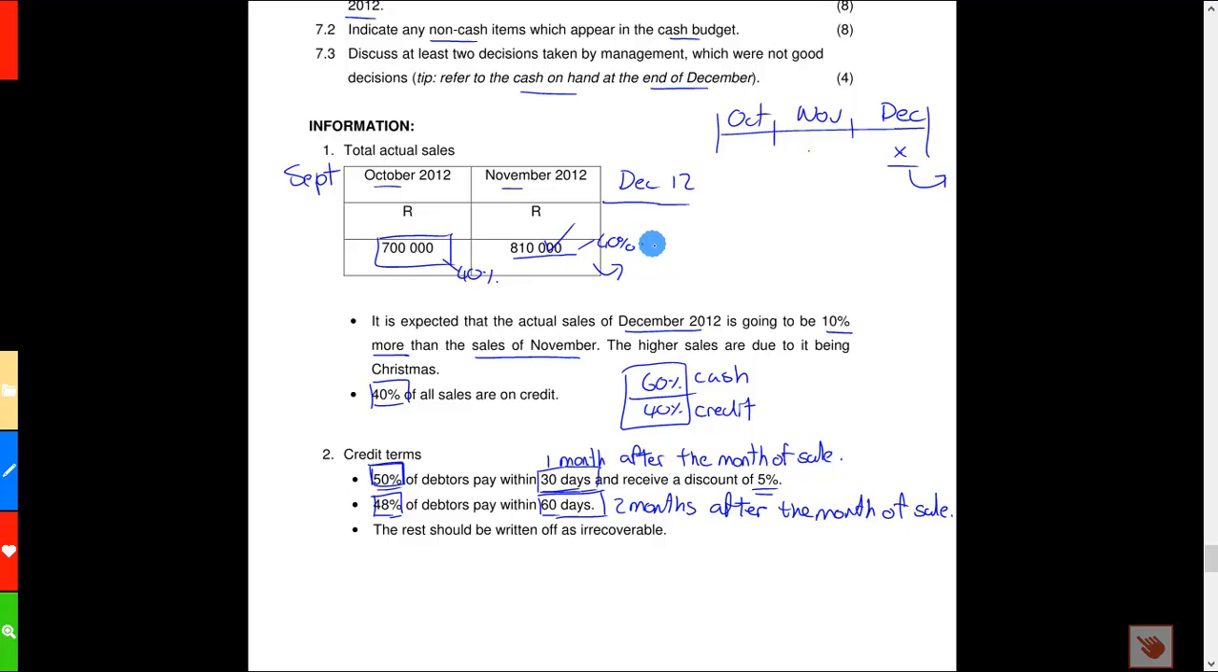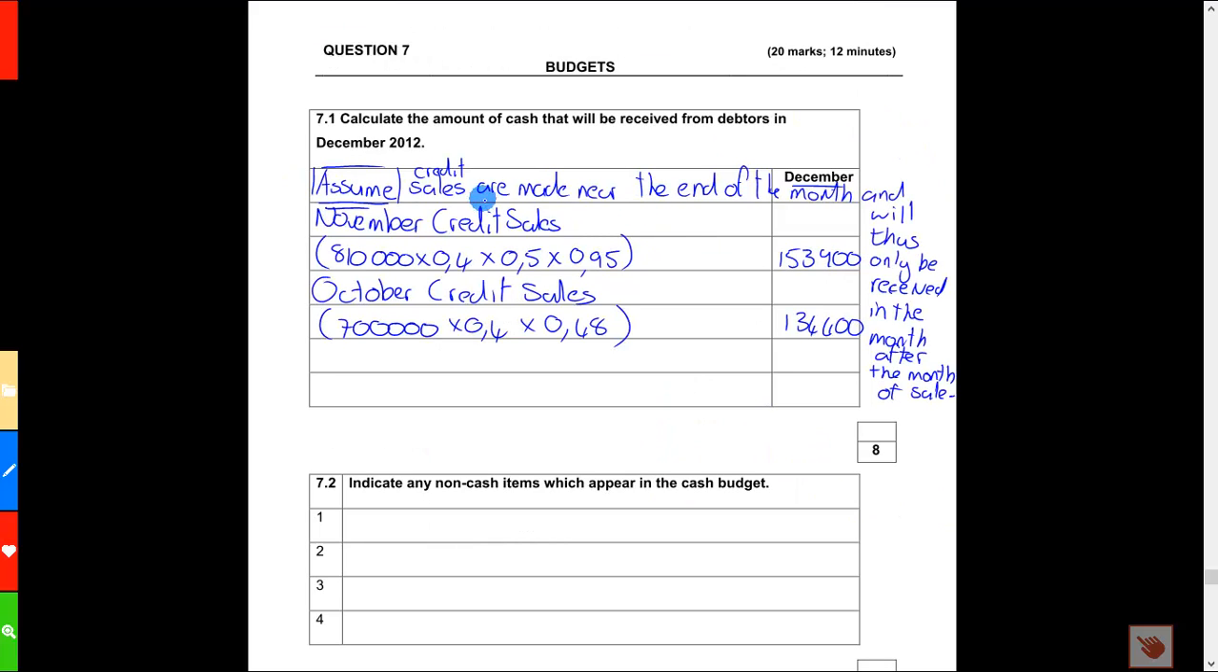If you did calculate that, it would have come to 810,000 multiplied by 1.1. That's going to give you the December sales, and that would be 891,000. But we didn't need that because the December sales would in all likelihood only be collected in January, based on our assumption that credit sales are made near the end of the month and will thus only be received in the month after the month of the sale. Right, so if we add this together, we're going to get our total of 288,300, and that is the amount collected from debtors in December. That was fairly easy, 8 marks.